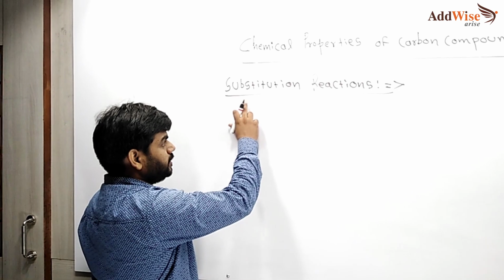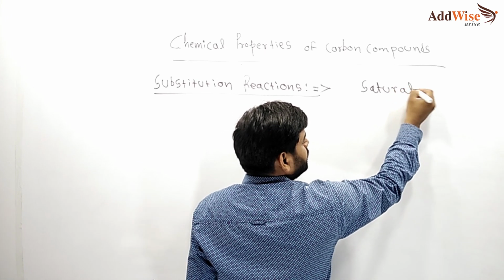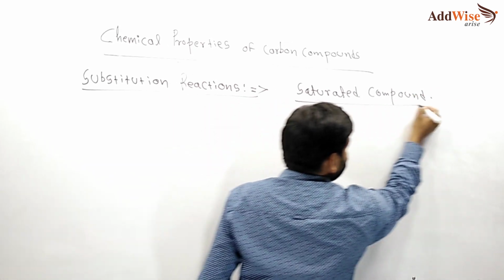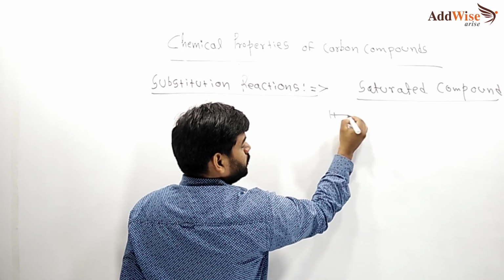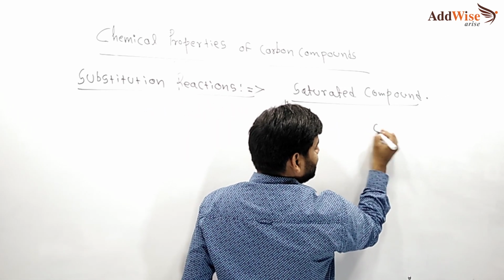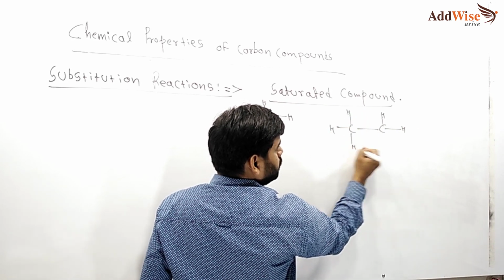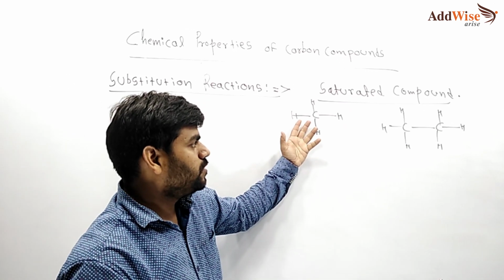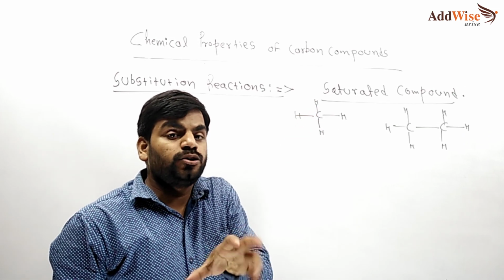Now, substitution reaction we basically study for saturated compounds. Saturated compounds are comparatively less reactive. There are carbon-carbon single bonds or carbon-hydrogen single bonds present. These bonds are difficult to break. These are very strong bonds. There are no free electrons in this molecule. All electrons are used in bonding. So it is more stable as compared to a carbon-carbon double bond or triple bond.